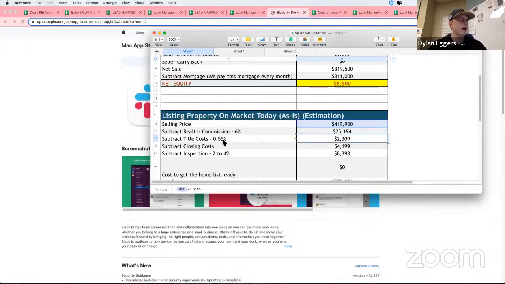Title cost is 0.55%. Closing cost is just 1%. So you guys can see it's literally 1% of the asking price.